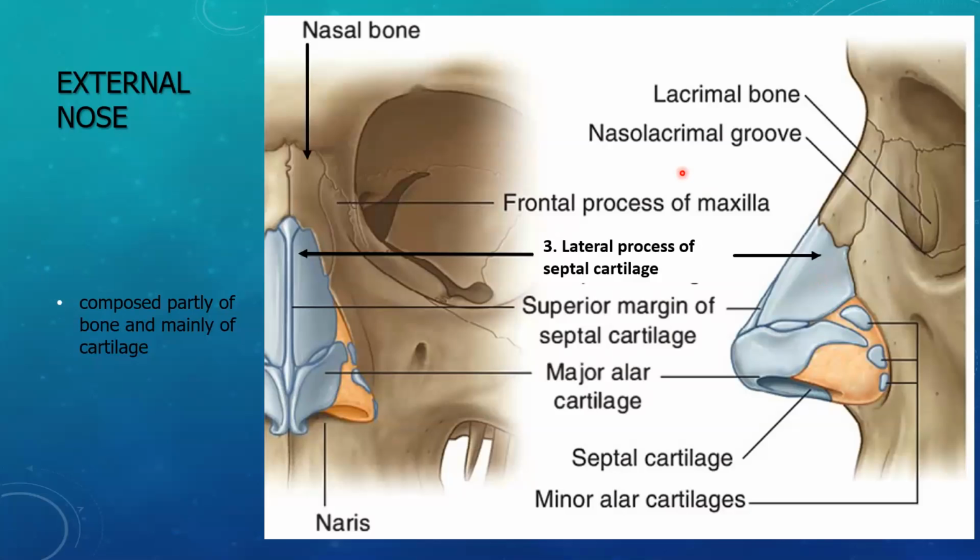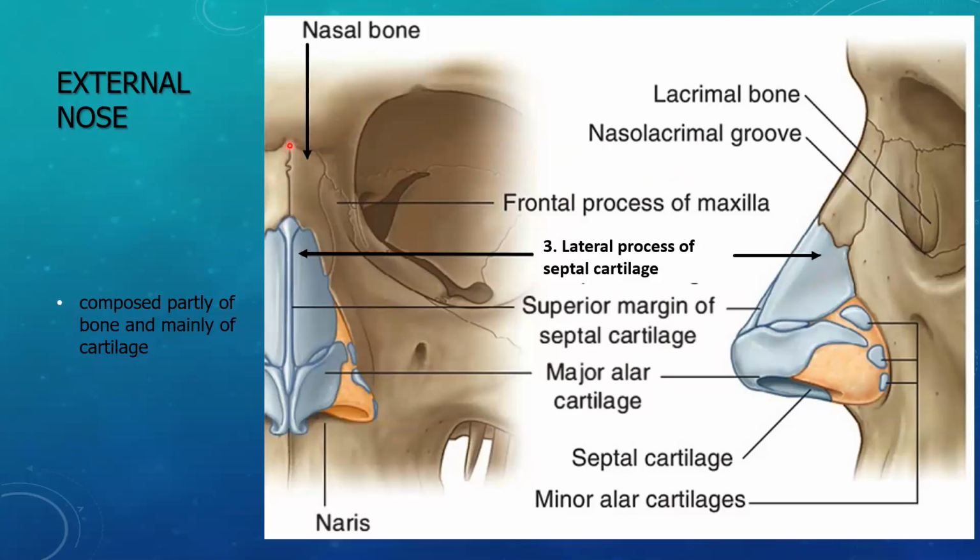This bone is known as the nasal bone. You can see there are two on either side, which form the root or the bridge of the nose. This suture is known as the internasal suture. Above is your frontal bone, and this is known as the frontonasal suture. Internasal suture, frontonasal suture.